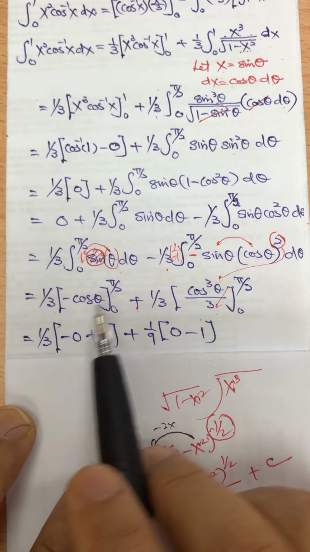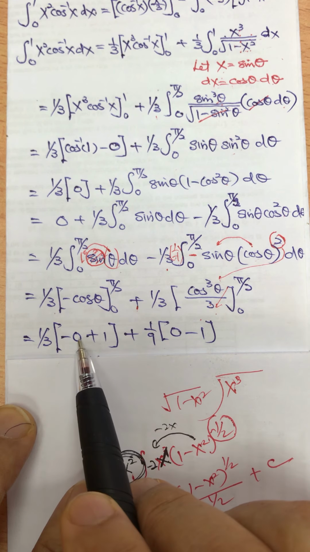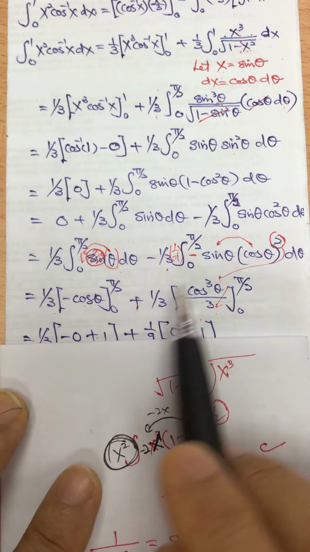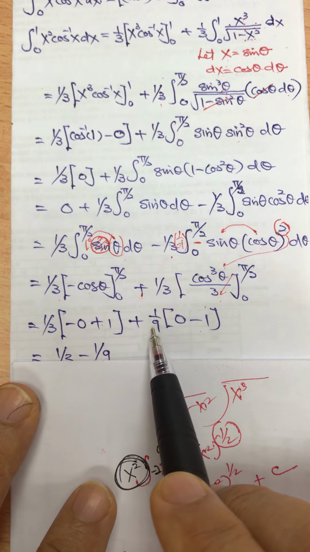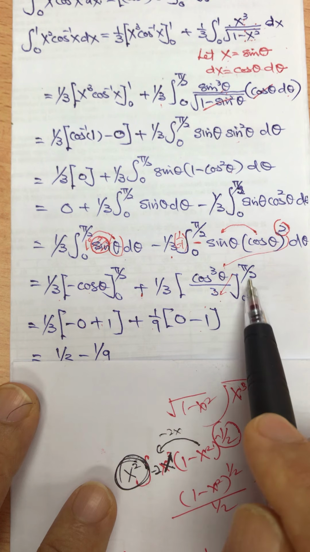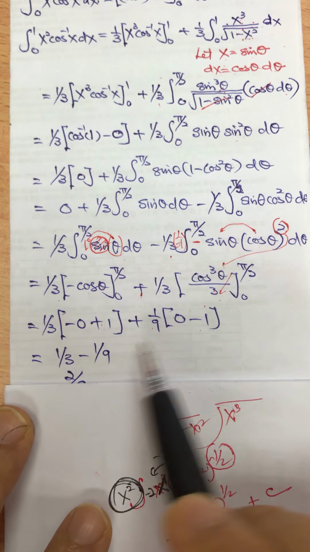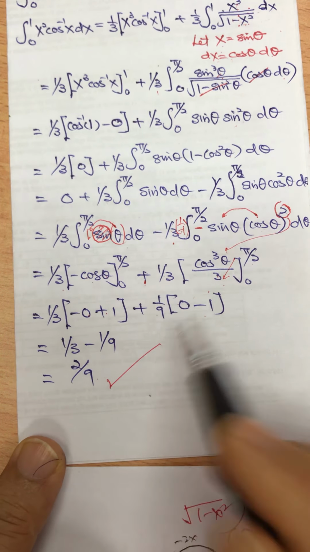Then I just substitute. When I substitute, cos pi upon 2 is 0. Then when I substitute cos 0, I get 1. Then here also I substitute. 1 over 9 taken out. Cos pi upon 2 is 0, and then cos 0 is 1. That's why I get this. And finally I get this answer. So this is the answer.